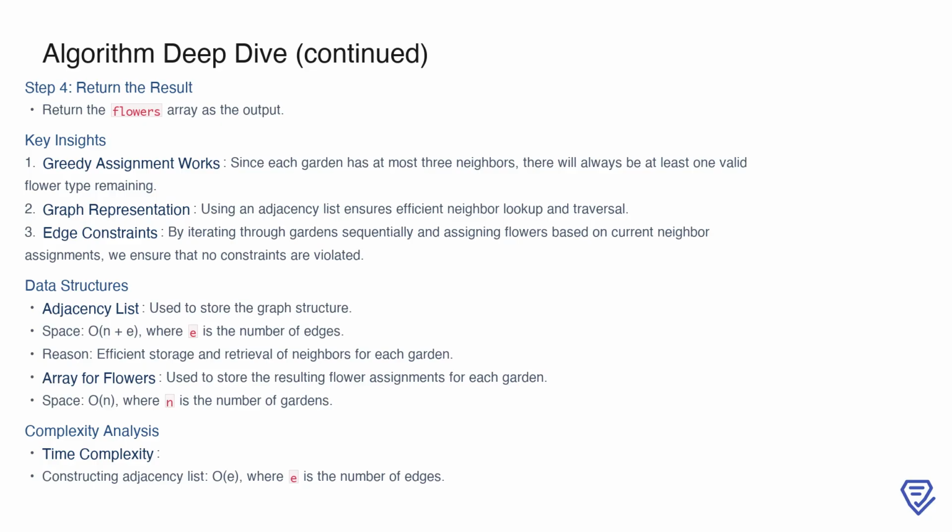Using an adjacency list not only simplifies the process of checking neighbors but also keeps the algorithm efficient in terms of both time and space. Additionally, the sequential assignment of flowers ensures that the constraints are respected at every step. This structure and approach allow us to handle the constraints without backtracking, making the solution both elegant and efficient.